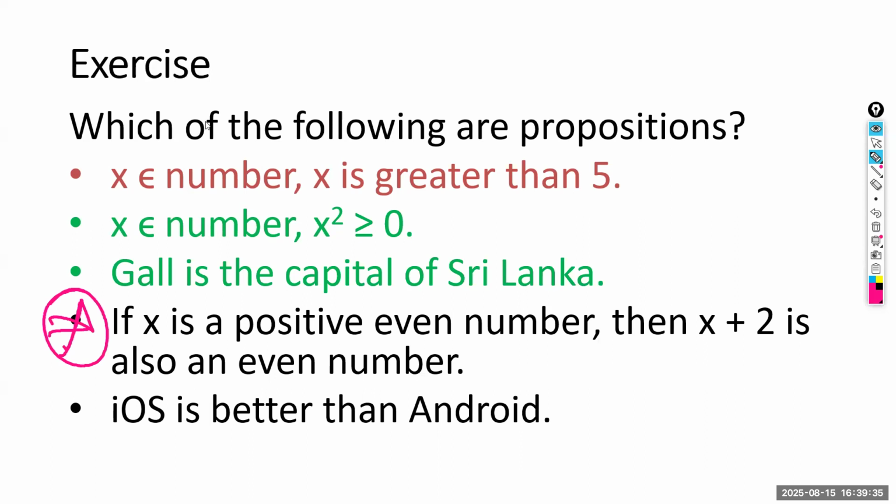If x is a positive even number, x plus 2 is also an even number. Yes, right? If x is a positive even number like 4, then 4 plus 2 is 6, which is also even, right? If you take another example like 100, then 100 plus 2 is also even. Can you find any contradiction that violates this? If you can find violations, then it can be true and it can be false. Then it's not a proposition. But if you can't find violations, if it is always true, it's a proposition. If it is always false, it's a proposition. So this is definitely a proposition.